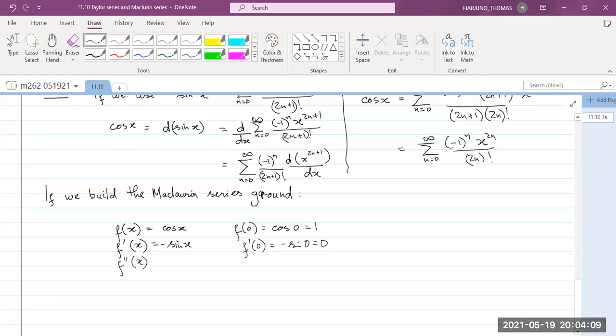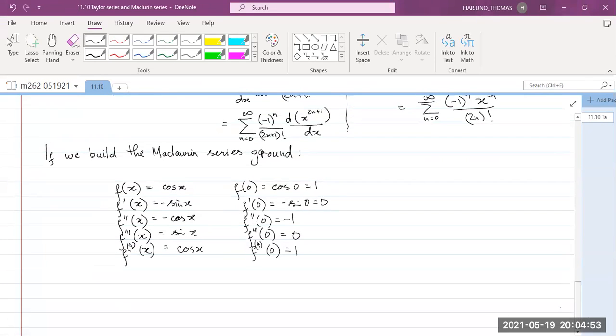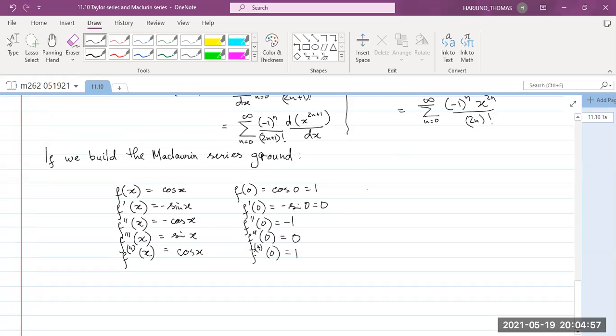The second derivative is negative cosine x, that's negative 1 at 0. The third derivative is sine x, and the third derivative of the function at 0 is 0. The fourth derivative is cosine x, whose value at 0 is 1. Now, I hope you start seeing a pattern. What kind of pattern? The coefficients, the Cn, will be 1, 0, negative 1, 0, 1, 0, negative 1, 0, and on.